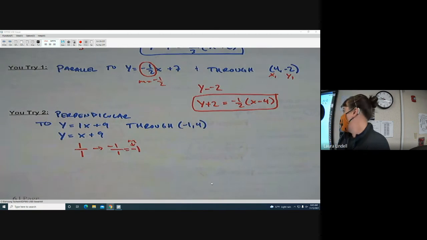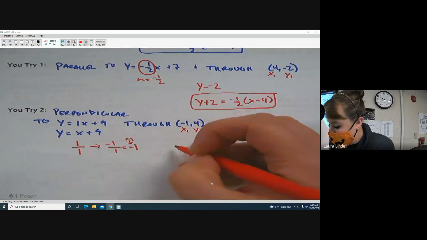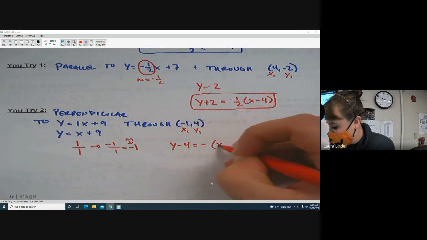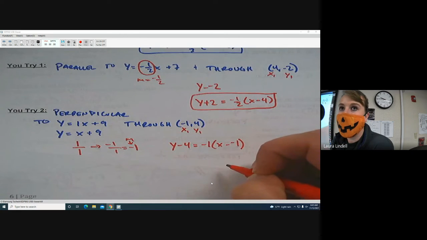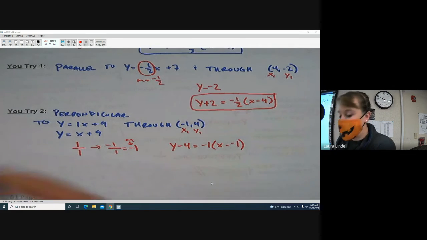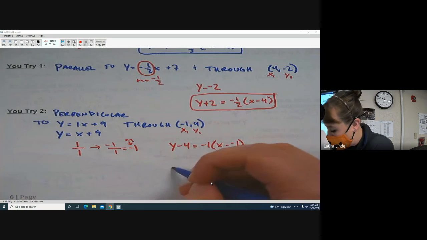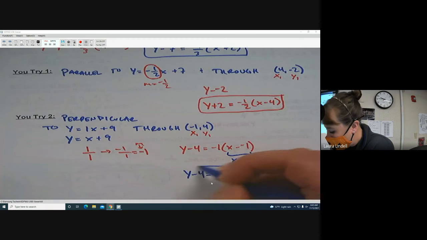Did we put negative x? If we were doing this in slope-intercept form, you'd end up with negative x. In this case, when you're doing x1 and y1 here, y minus 4 equals, you could just put negative 1 times x minus negative 1. Either way. You will also want to change this into x plus 1 because minus a negative is like adding. So y minus 4 equals negative 1 times x plus 1 would be your final answer.